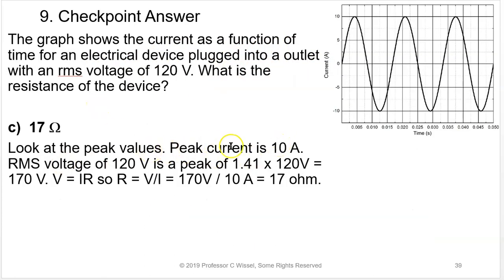So I'm going to look at the peak values. The peak current is 10 amps. The RMS voltage, 120 volts, has a peak of 1.41 times that. That's the square root of 2 times the RMS value of 120 volts, 170 volts. V equals IR, so R is going to be V over I, and that's 170 volts divided by 10 amps. So that's 17 ohms.